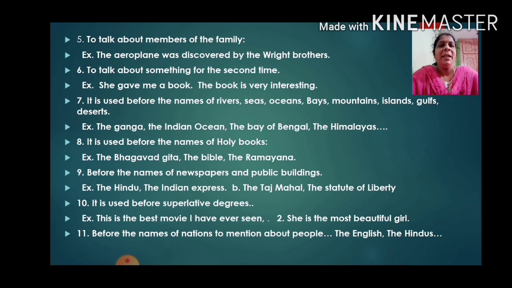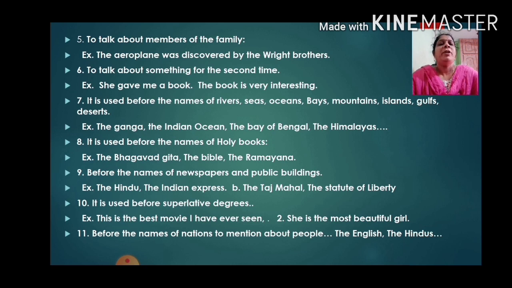One more example. To talk about something for the second time. First time when we talk, we use indefinite article either a or an depending on the noun. Second time when we talk about the same noun, then we use the definite article the. Just notice this example here. She gave me a book. A book. Here we are using a, for the first time we are using a indefinite article. Second time when we are talking about the book, we use the definite article the. The book is very interesting. This should be noticed.